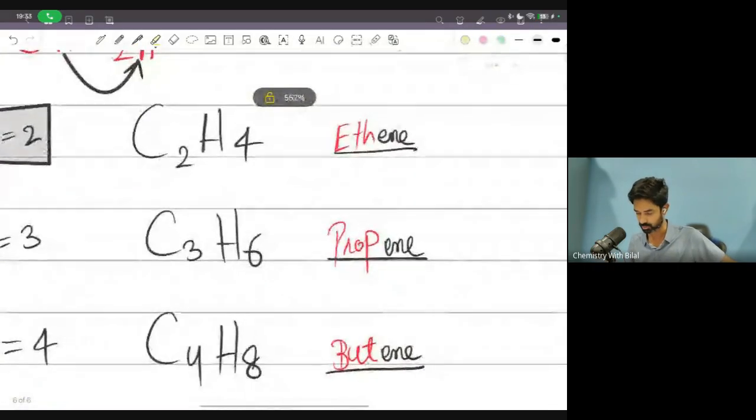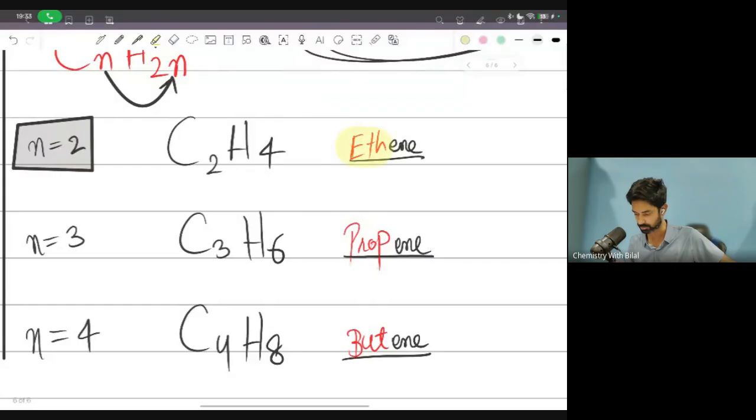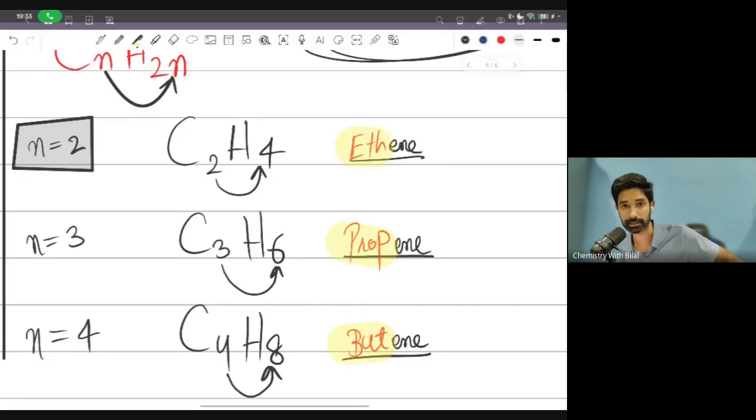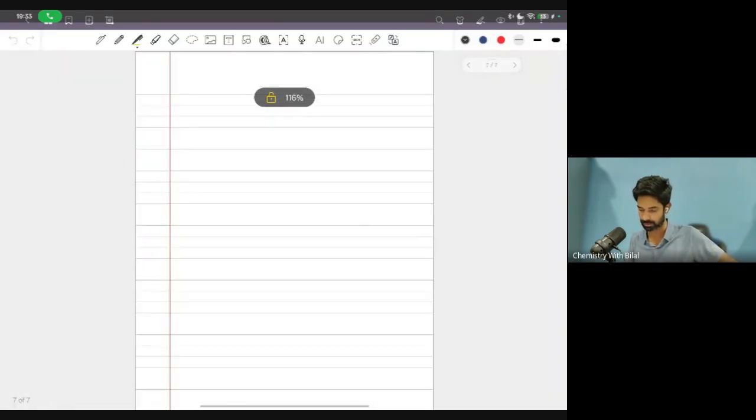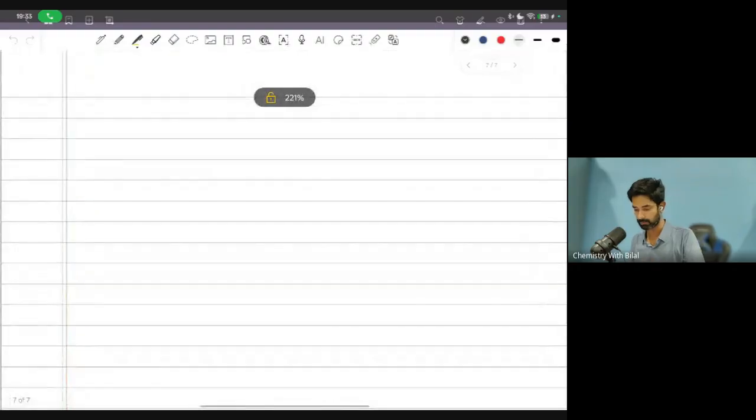So if there is a double bond, it should be named as eth for 2, prop for 3, but for 4. Look at the carbon hydrogen ratio: 2 and 4, 3 and 6, 4 and 8. Whatever the carbon, if the hydrogens are exactly double, it is alkene, it is unsaturated. 2 carbon eth, 3 prop and but. Ene is because it has a double bond, it belongs to this family. Let's begin with alkane, everyone. Making of alkane. I hope you all are ready.